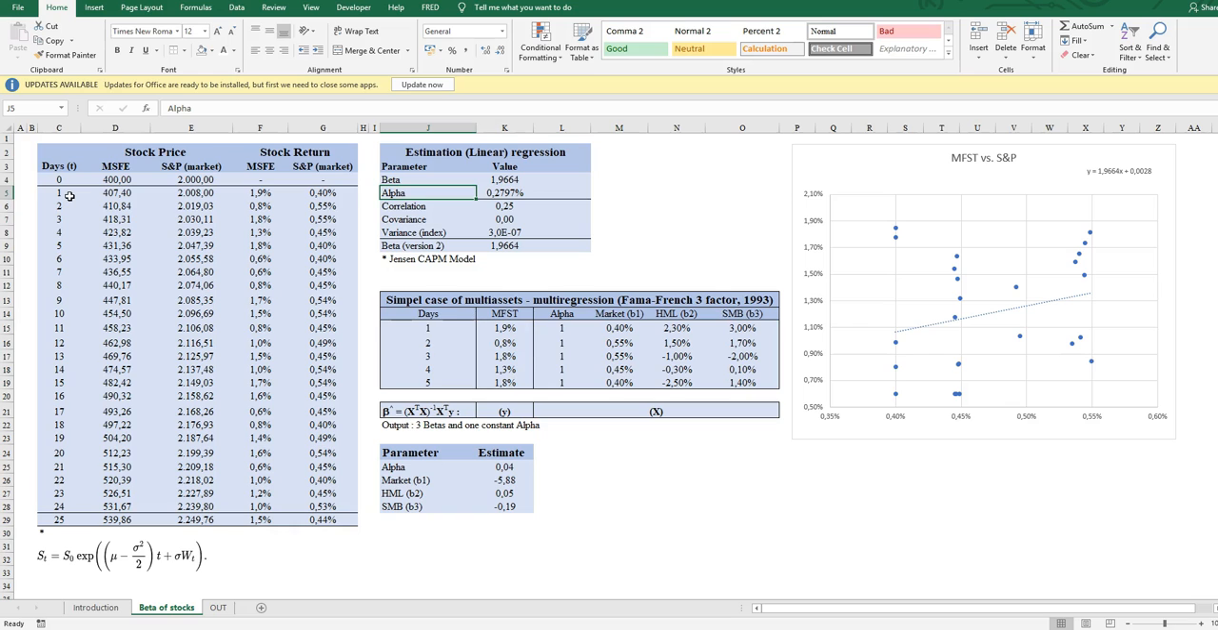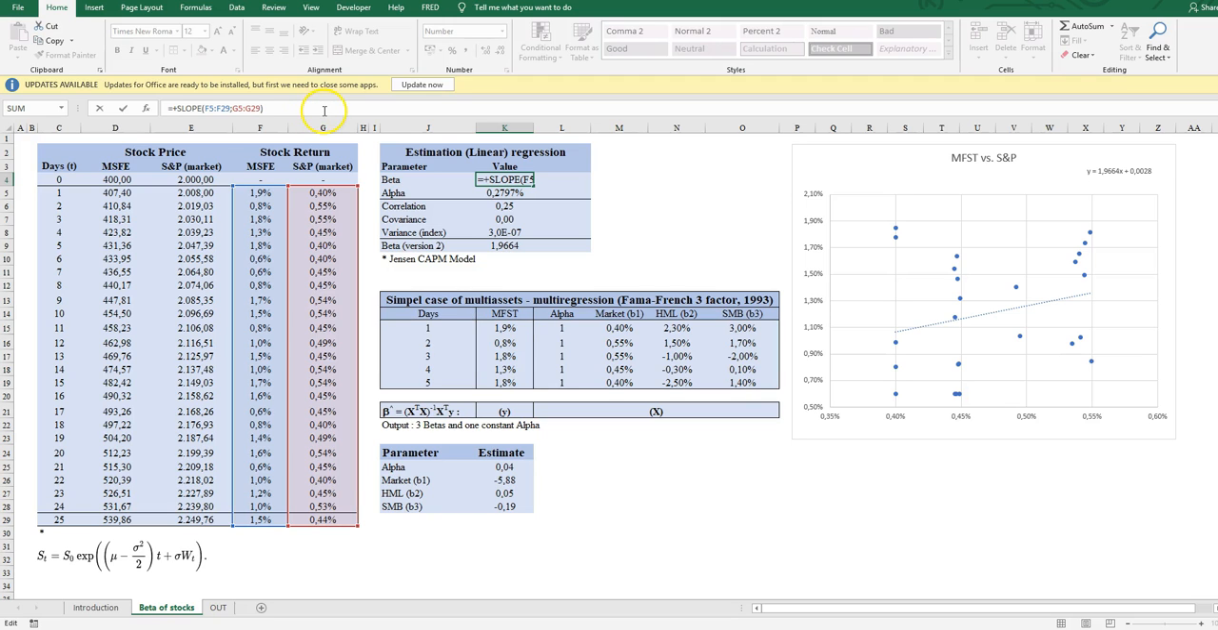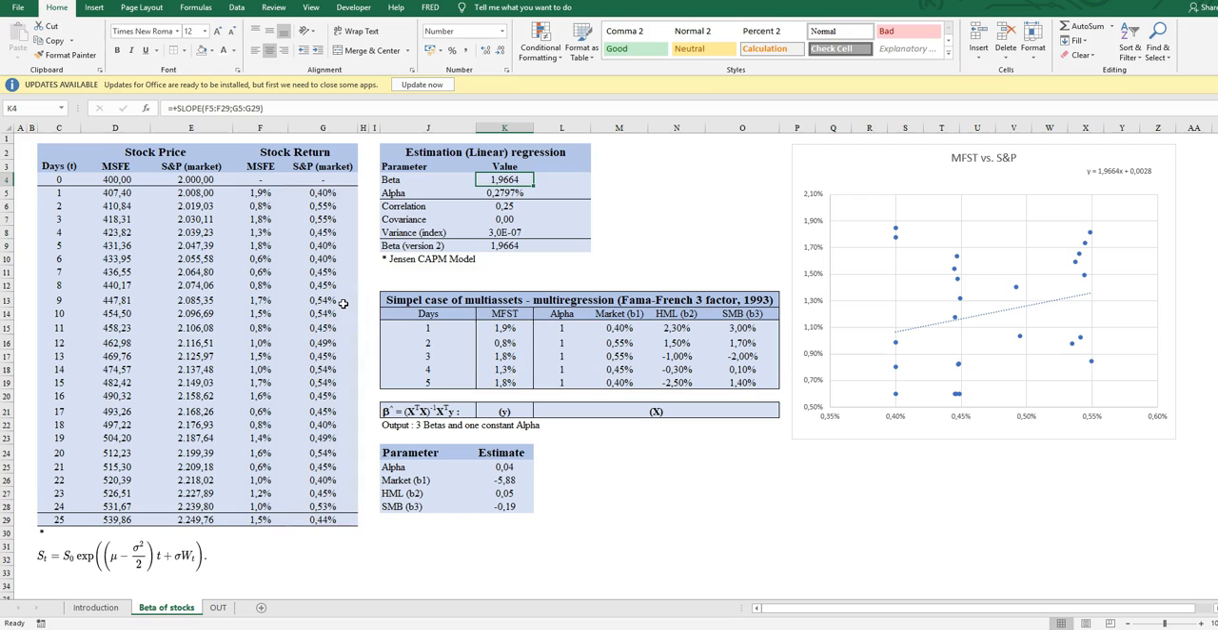The beta is simply the slope between these two time series, where Microsoft is the endogenous variable and the S&P has the role of being the exogenous variable. Excel has a nice built-in function called SLOPE. I use SLOPE, and you see here I choose on the left-hand side the endogenous variable Microsoft, and exogenous the S&P. So this is simply a linear relationship stating that whenever the S&P increases by 1%, Microsoft increases linearly by 1.96.